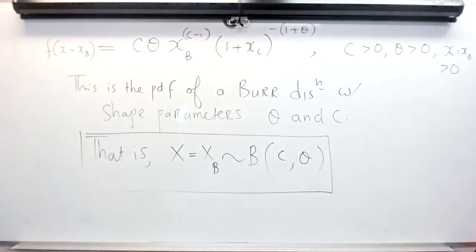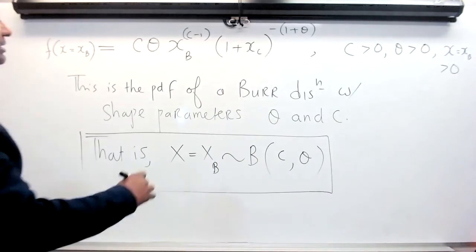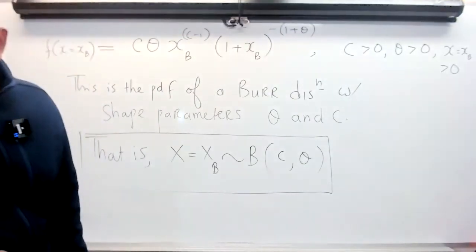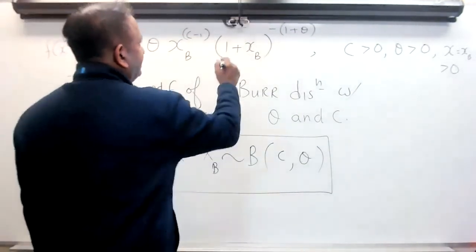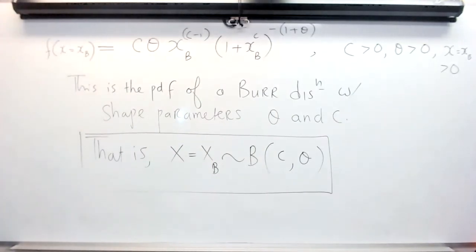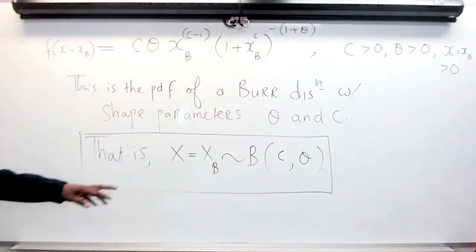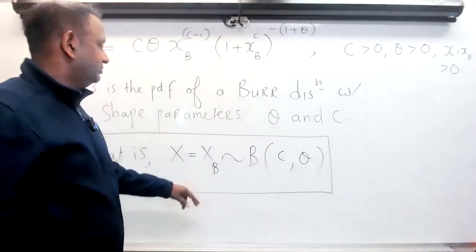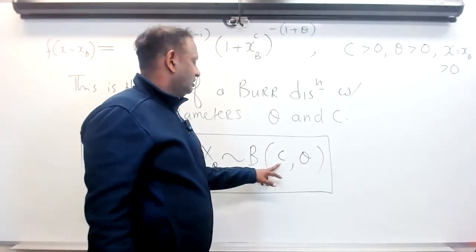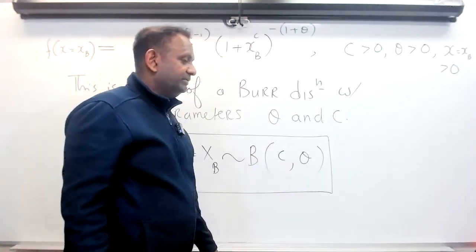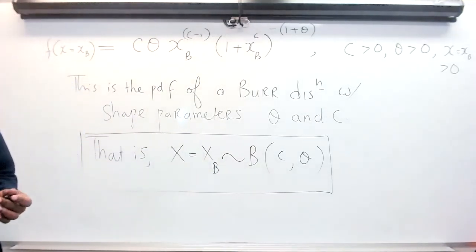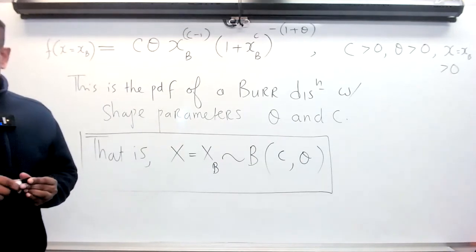So, x b to the power of c, okay. See, B stands for Burr, here also B stands for Burr. This c is coming from the Weibull distribution, this is coming from gamma. See, with the aid of the gamma distribution and the Weibull distribution, you can generate a Burr distribution, okay?